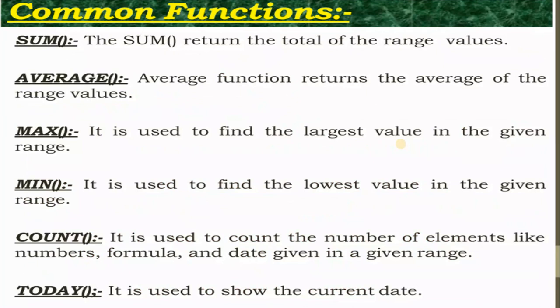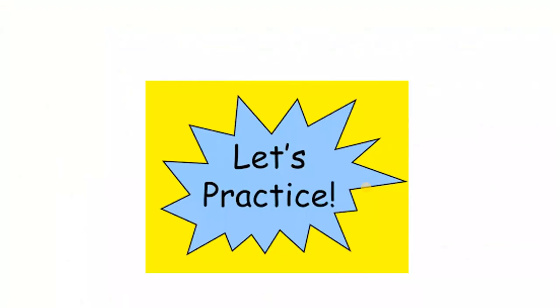Sum is used to calculate the total of range values. Average will return the average of numbers. Maximum will return the largest value. Minimum will return the minimum value, or you can say the lowest value. Count will count the number of elements, and Today is used to show the current date. So these are some common functions. Now let's practice these functions.